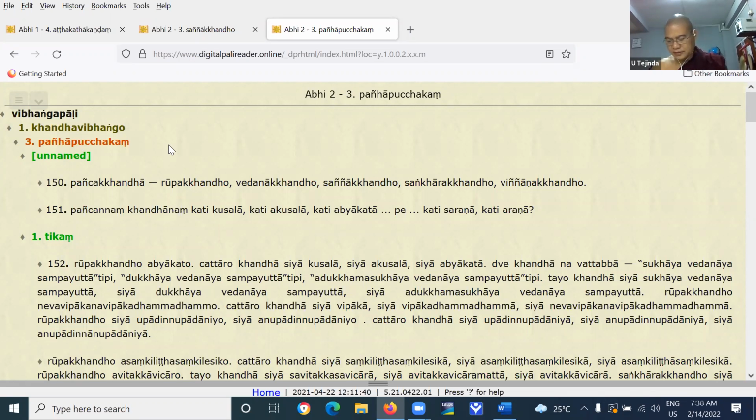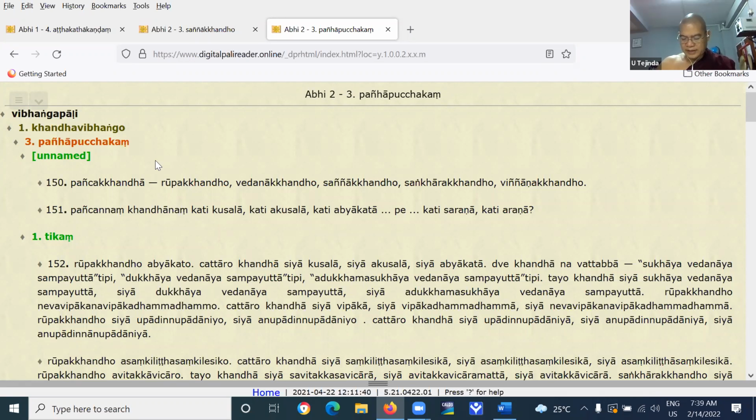He translates interrogation. So let's see. Pancakkhandha: rupa khanda, vedana khanda, sanna khanda, sankhara khanda, vinnana khanda. So the same thing. This is the Matika. The five aggregates are the aggregate of material quality, the aggregate of feeling, the aggregate of perception, the aggregate of mental formations, and the aggregate of consciousness.